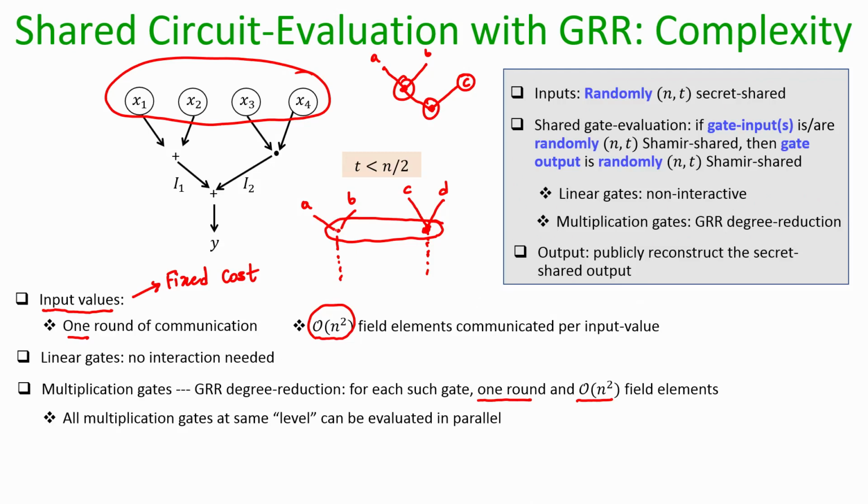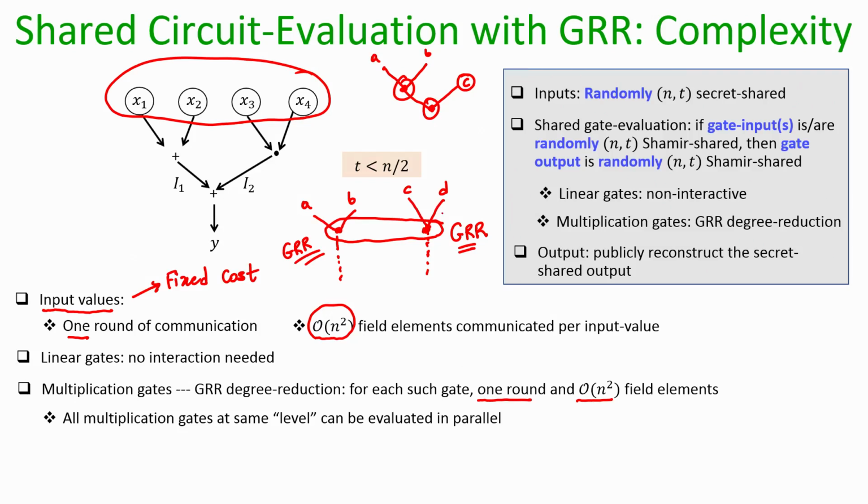That means, whatever parties are supposed to communicate while running the GRR degree reduction for this gate, and whatever the parties are supposed to communicate and interact among themselves for the GRR degree reduction instance for this multiplication gate, that can be clubbed together and can be sent in one shot, that will be sent in the same round, that will not be considered two separate rounds of communication.